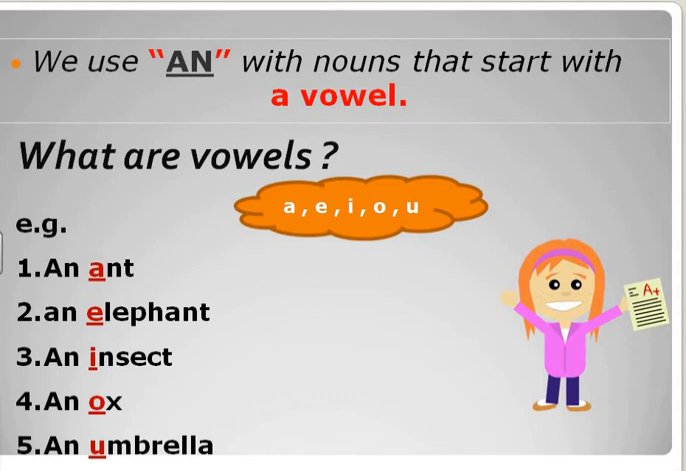Number five. Umbrella. The word umbrella starts with the vowel U. So, we will say an umbrella. Repeat, an umbrella. Very good.